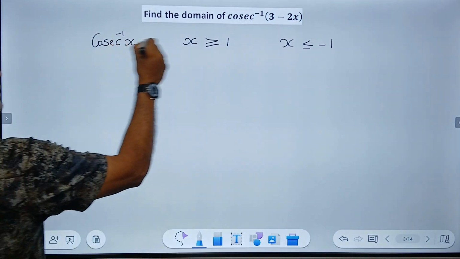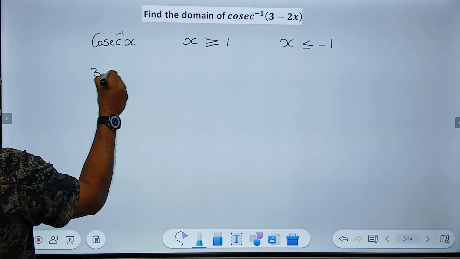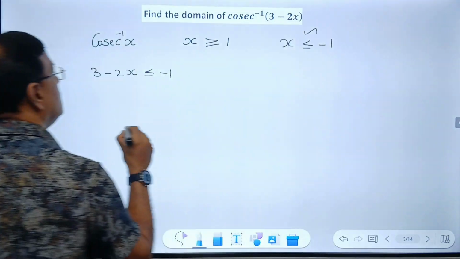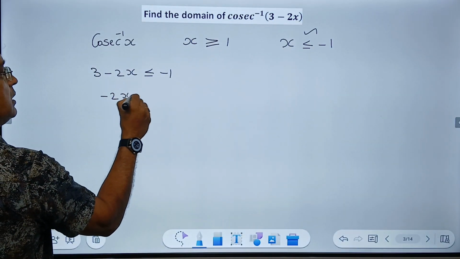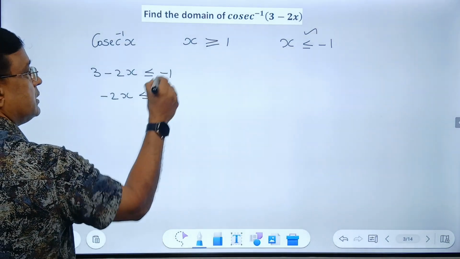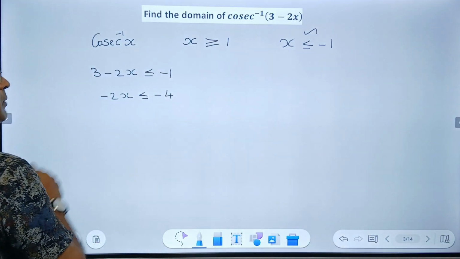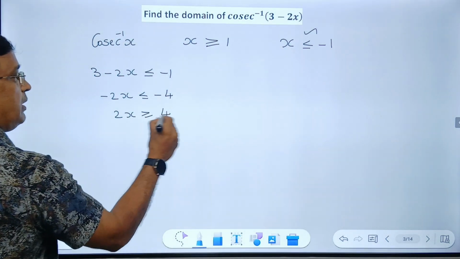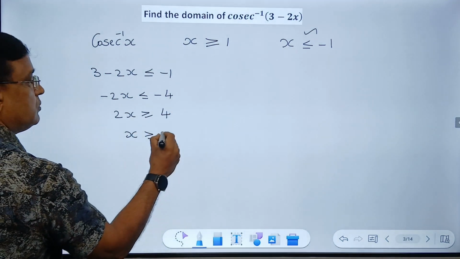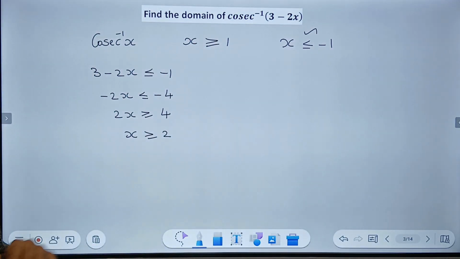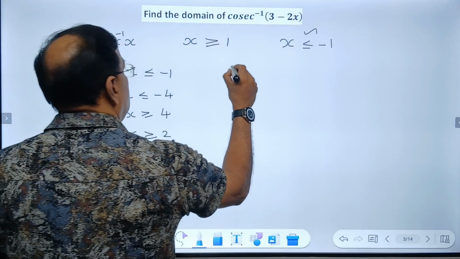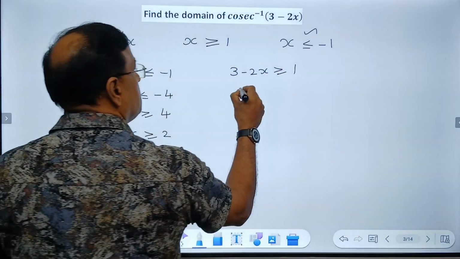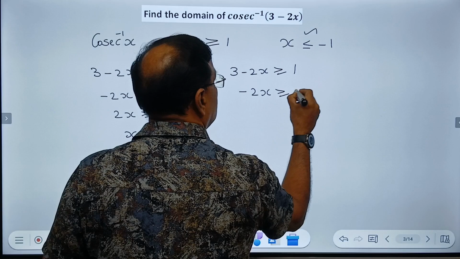Here in place of x I have 3 minus 2x less than or equal to minus 1. First let me exhaust this. From this I get minus 2x is less than or equal to minus 4. Multiply throughout by minus 1, so you get 2x is greater than or equal to 4. Now divide by 2. x is greater than or equal to 2. Now again you have 3 minus 2x is greater than or equal to 1. From this you get minus 2x is greater than or equal to minus 2.